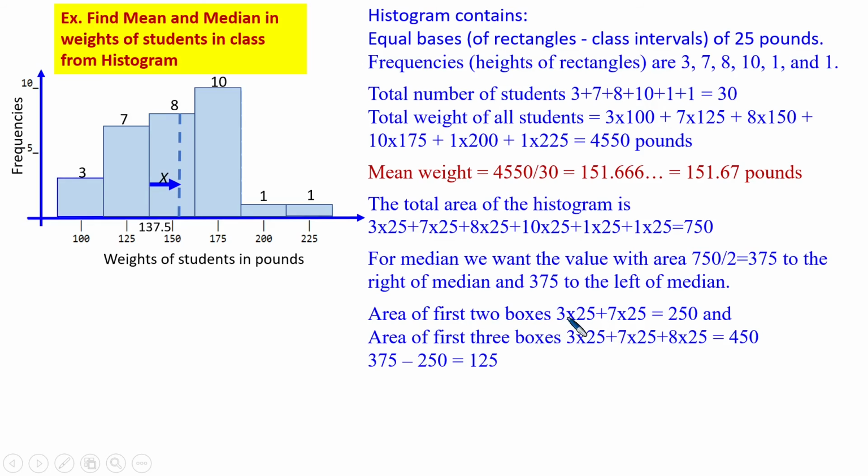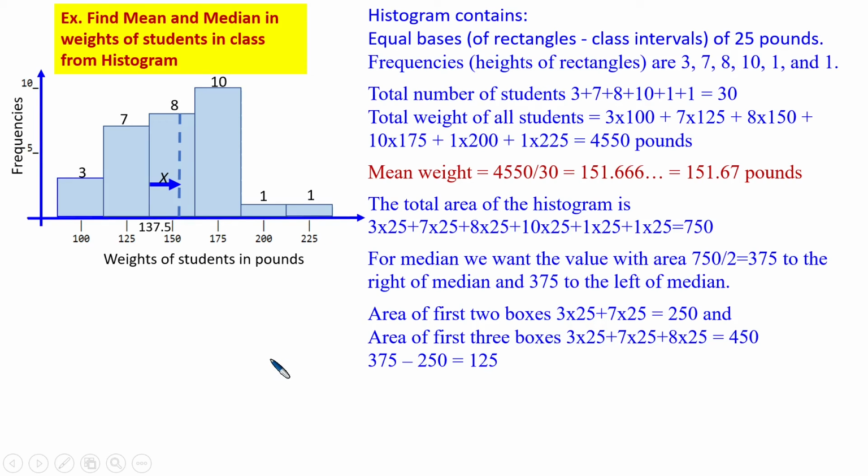So I know the area of the first 2 boxes: 3 into 25, and 25 into 7, that is 250. So definitely the median doesn't lie in these 2 boxes. And the area of the first 3 boxes is 450. So definitely it is somewhere in the 3rd box. I have got 450, which is too much. I want 375. So 375 minus the area of the first 2 boxes, 250, is 125. So I want an extra 125 in this box.